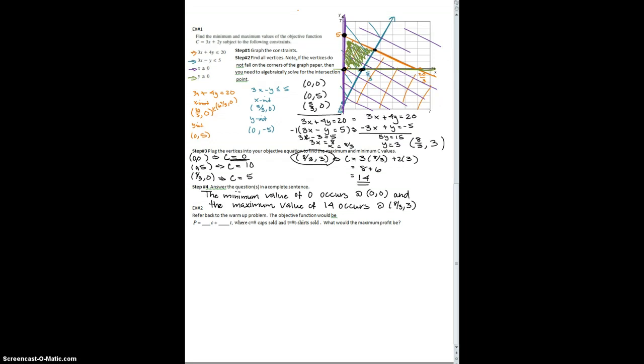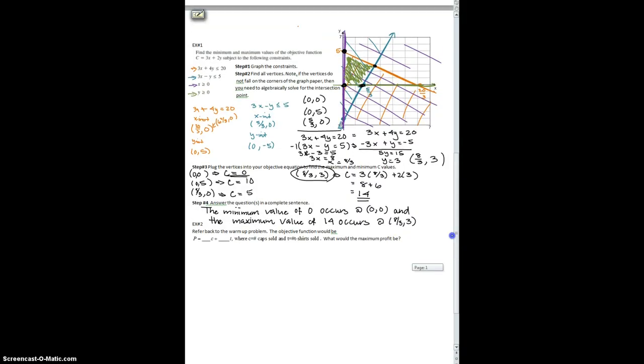Example 2. Refer back to the warm-up problem. The objective function would be p equals blank c plus blank t, where c still represents the number of caps and t represents the number of t-shirts sold. What would the maximum profit be? In order to solve this, we have to figure out what the profits would be for each item.